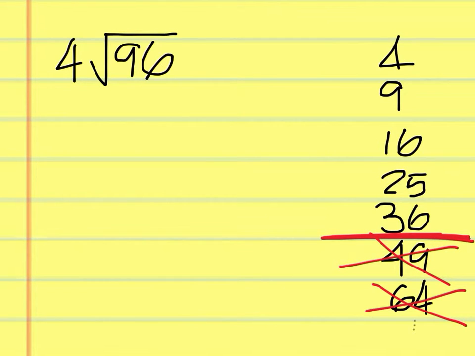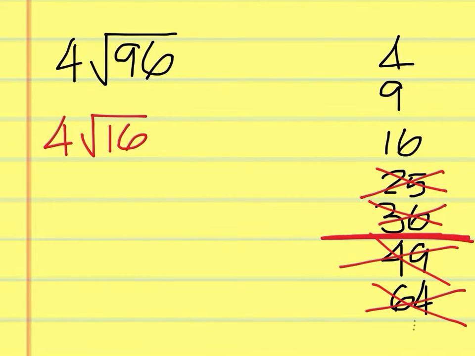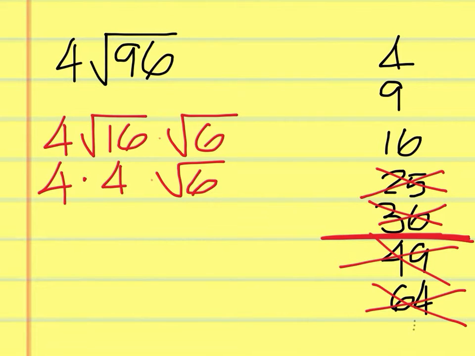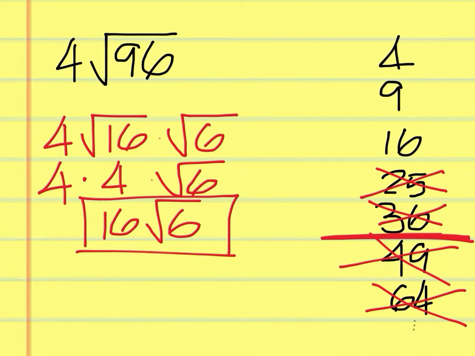Will 36 divide into 96 evenly? No. What about 25? No. What about 16? All right, so 4 square root of 16 times the square root of what? 6. The square root of 16 is 4. 4 times 4 is 16. So 16 square root of 6 is the simplified version of 4 square root of 96.